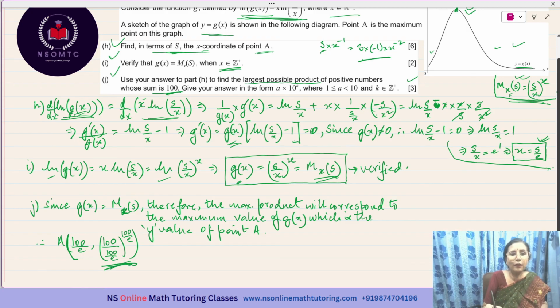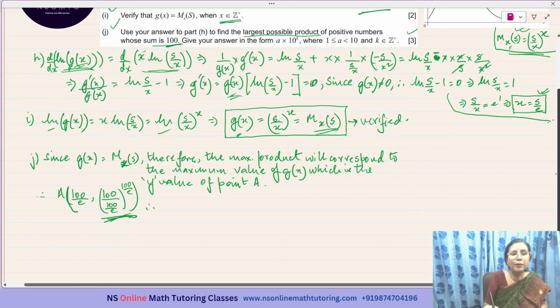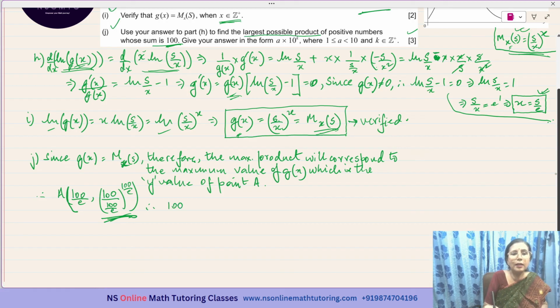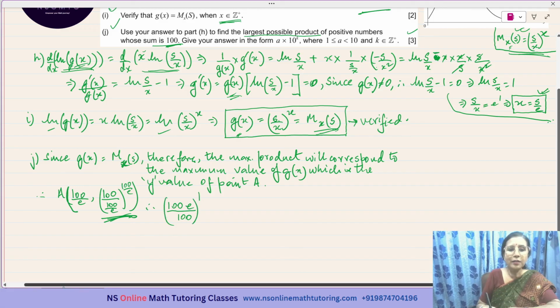Okay. So, therefore, I can write this as 100 E over 100 raised to the power of 100 over E. Okay, and these two will be getting cancelled. So, it is basically E raised to the power of 100 divided by E. Okay, and I have to get this value.